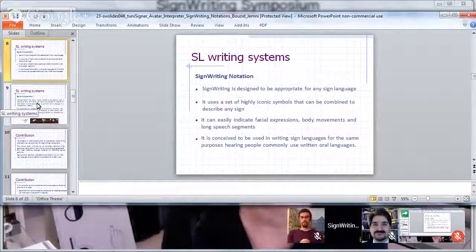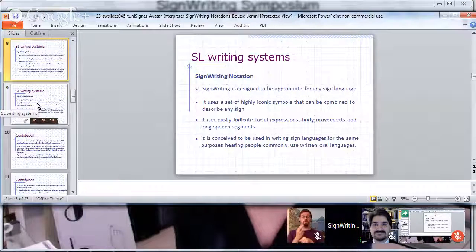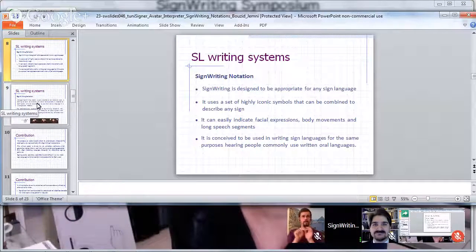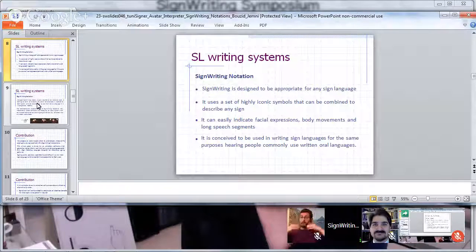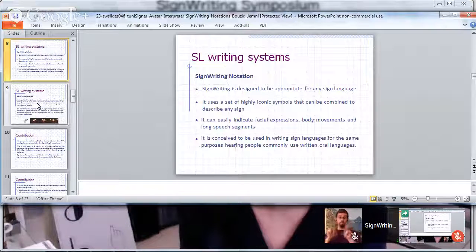Sign language writing system: SignWriting Notation. SignWriting is designed to be appropriate for any sign language. It uses a highly iconic symbol set that can be combined to describe any sign. It can easily indicate facial expressions, body movements, and long speech segments. It is conceived to be used in writing sign languages for the same purposes hearing people commonly use written oral languages.